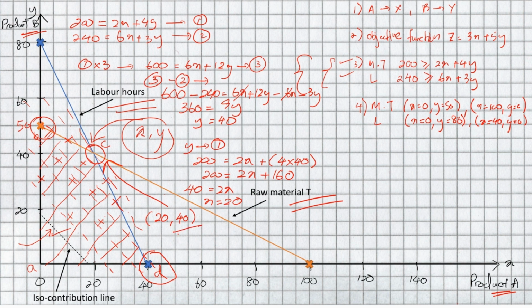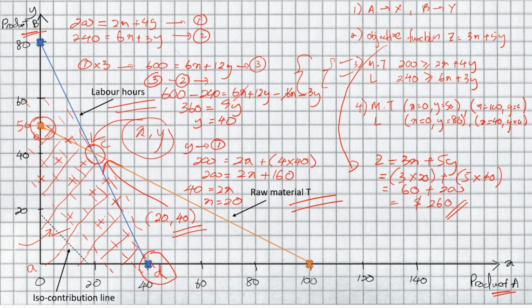Now we can assign these values to the objective function. So this is the objective function: Z is equal to 3x plus 5y. Now let's assign the x and y values. 3 multiplied by 20 plus 5 multiplied by 40. This is equal to 60 plus 200. And finally this is $260.